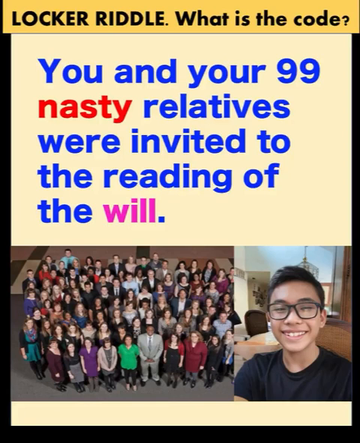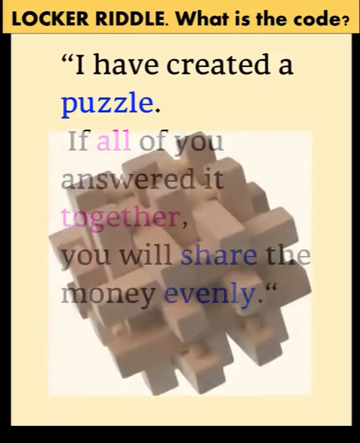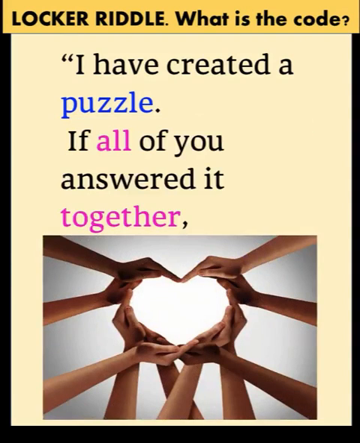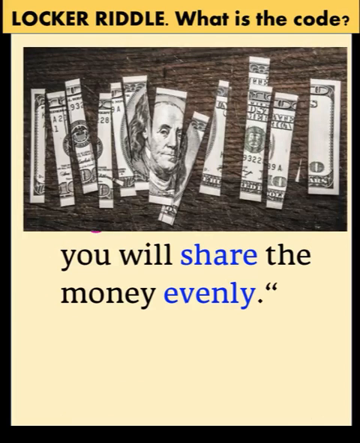Your uncle wants to give you the inheritance, but knowing your other nasty relatives, he devised a plan of possibly giving you the entire inheritance because he knows that you are good at solving math puzzles. And so the family lawyer started reading the will. In the will, your uncle said, I have created a puzzle. If all of you answer it together, then you will share the money evenly.